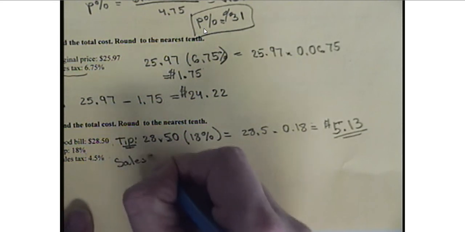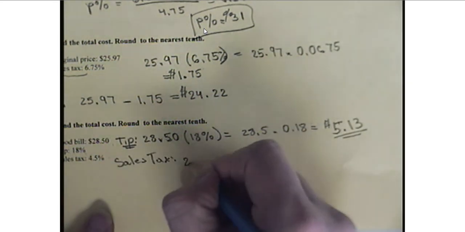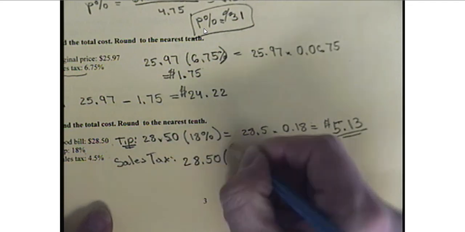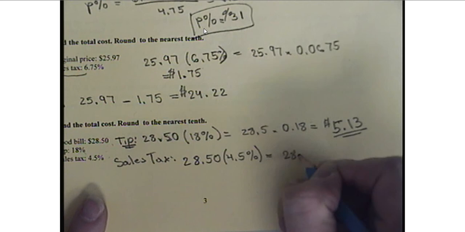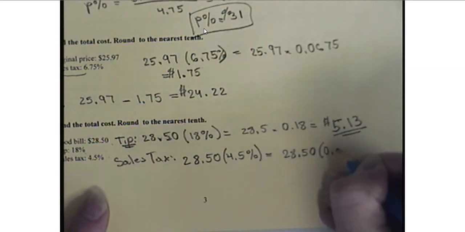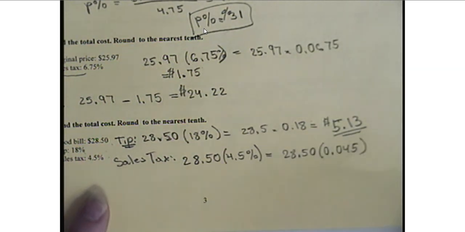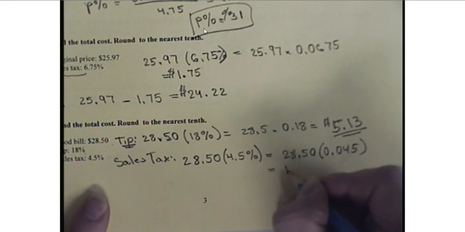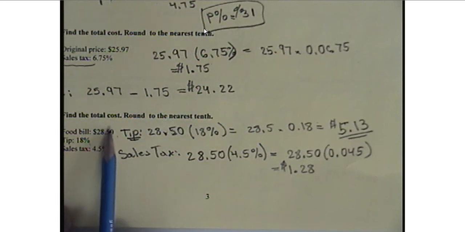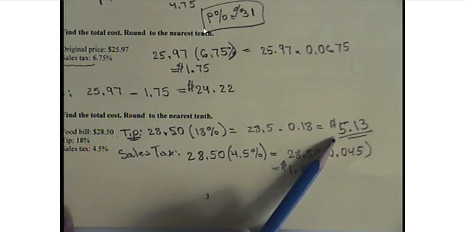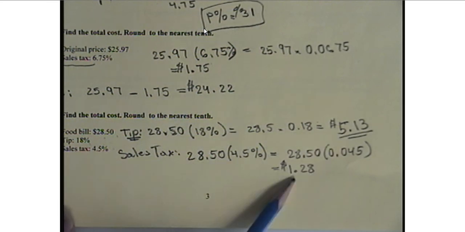Next thing, sales tax. So again, we have 28.50 times 4.5% sales taxes. That will be 28.50 times 0.045, which is equal to $1.28. So here's what's happening. You have to pay $28.50 for the food. Then you gotta pay additional $5.13 for the tip, and then additional $1.28.